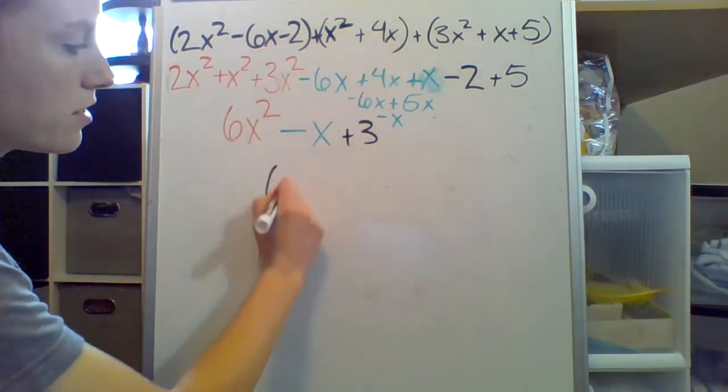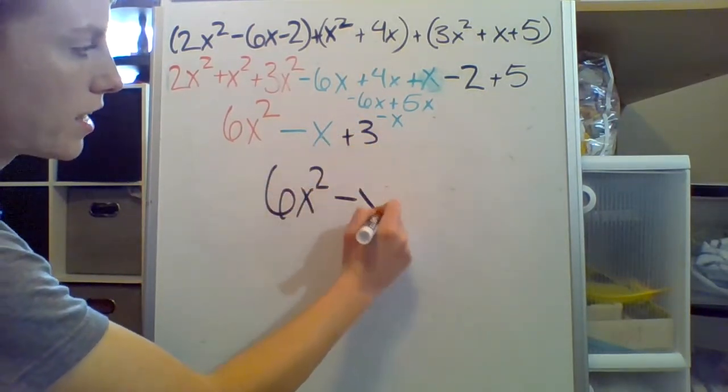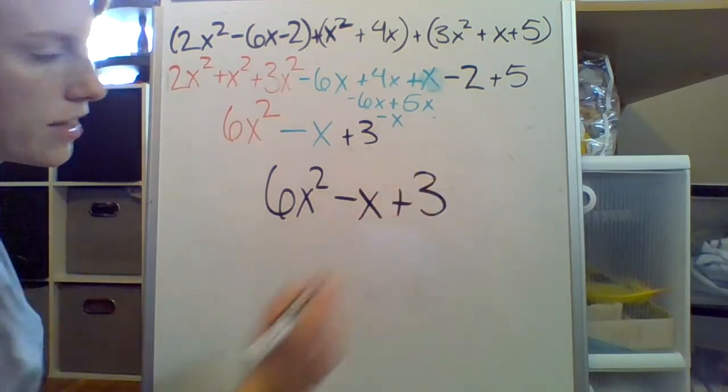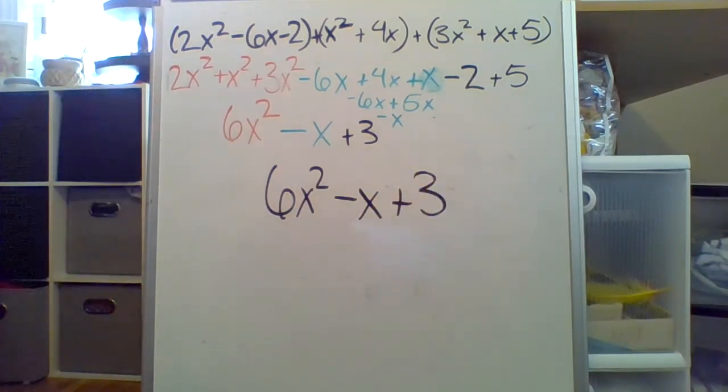So our final answer is 6x squared minus x plus 3. That's written in standard form. Our leading coefficient is 6 for this answer.